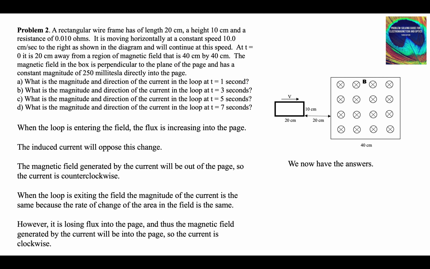So now we have the answers. At 1 second, there's no current in the loop because there's no change in magnetic flux. At 3 seconds, it's 250 milliamps counterclockwise. At 5 seconds, it's 0. And at 7 seconds, it's also 250 milliamps, but it's clockwise. That's problem 2.